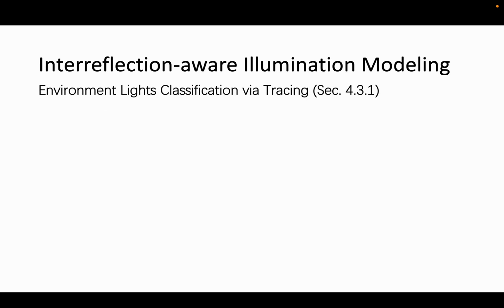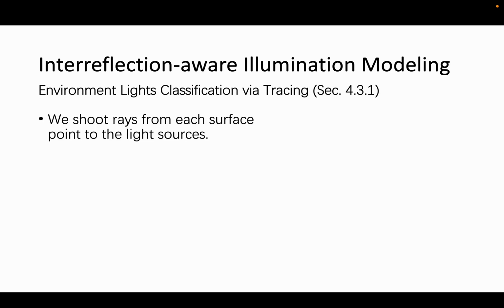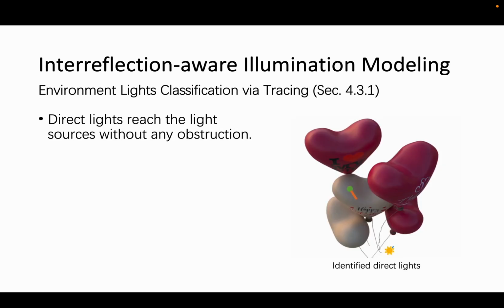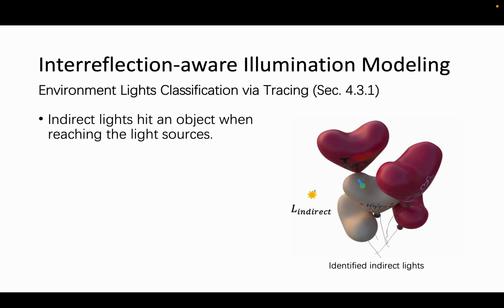Next, we explain our interreflection-aware illumination module that explicitly models indirect lights, based on reflectance and occlusion in the scene. To start with, we identify direct and indirect lights by shooting rays from a surface point to faraway light sources. If a ray reaches the light sources without any obstruction, we call it a direct light. If the ray is obstructed by an object when reaching the light sources, we call it an indirect light.